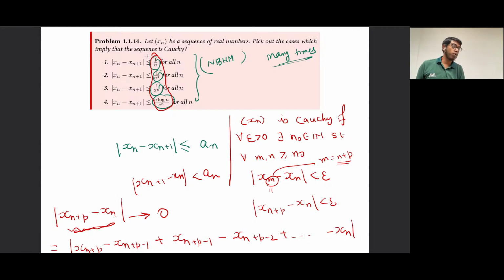And this is a very standard problem in NBHM, and I guess this kind of problem is usually asked there. So we just need to check which of the series is convergent. Clearly this series is convergent. This is also convergent, and this, of course, we have checked earlier. And this series is not convergent. So this is false, and all the others are correct. Therefore options 2, 3, and 4 are Cauchy sequences, but option 1 is not. Is it clear to everyone? I can proceed to the next problem.